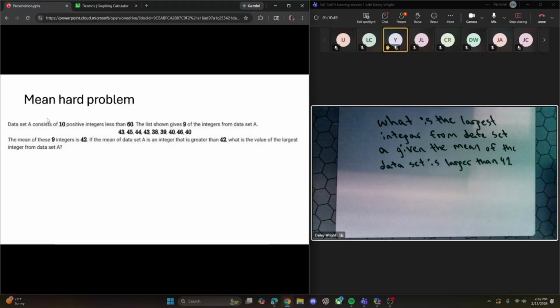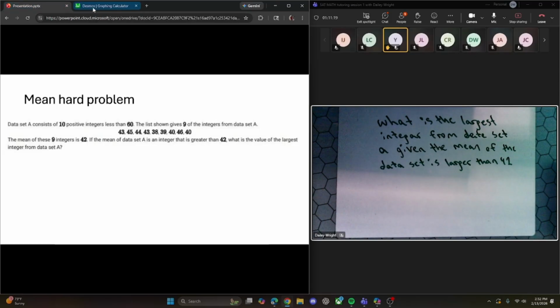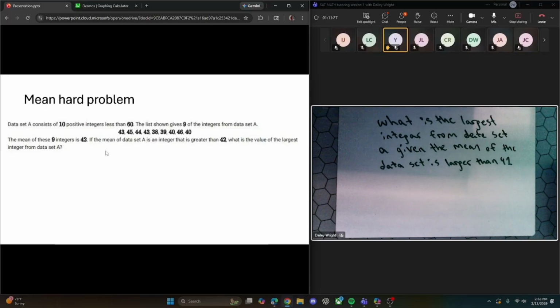And I know n has to be greater than 42, because the mean is already 42, and it's got to be greater than that. So that's where my lower bound is. So there's only going to be one integer on this equation if I use the slider. There will be 2 at 42, but it's got to be an integer greater than 42. So the only n value that makes the mean an integer that's greater than 42 between these numbers is n equals 52. So that's how I get n equals 52, and n equals 52 would be the solution to this problem.